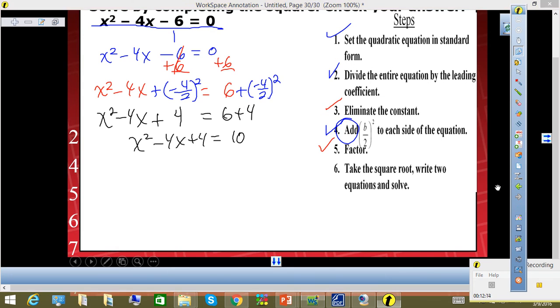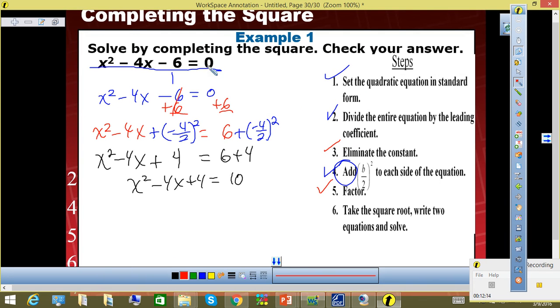However, what is this called? This is called completing the what? Square. So now we know something about this trinomial. This is a perfect square. So now we can actually use a shortcut.